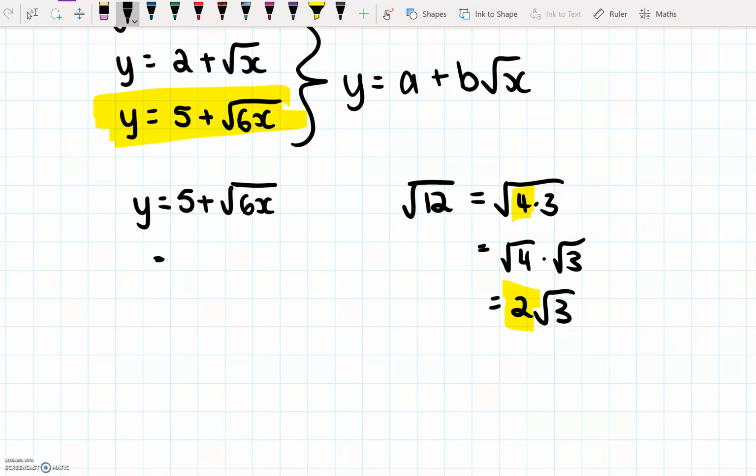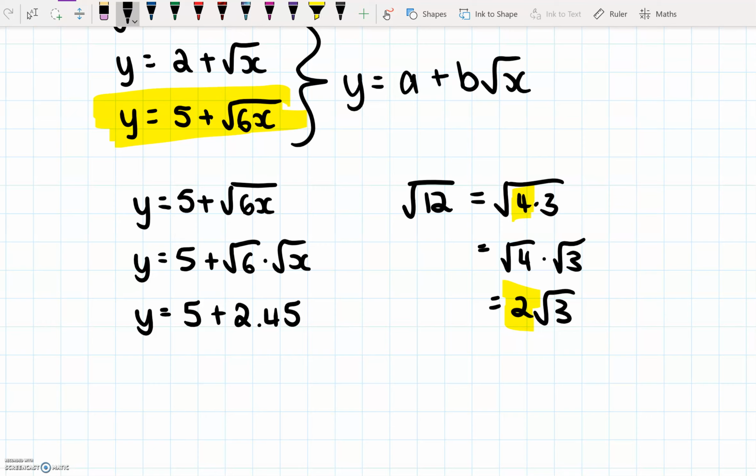So we have y is equal to 5, because that can't change, that's not in the root, plus the square root of 6 times the square root of x. Okay, so we're going to have 5 plus, now you're going to need your calculator for this one because we can't do square root of 6 in our head. So if you do the square root of 6, you will get approximately 2 point, and let me see how many decimals they want. They want 2 decimal places in this one. So 2.45 root x. Okay, so that's all we're doing today. We're just taking the number out of the square root.